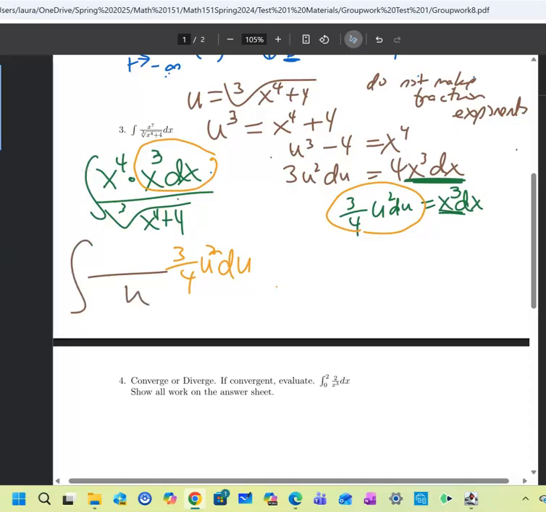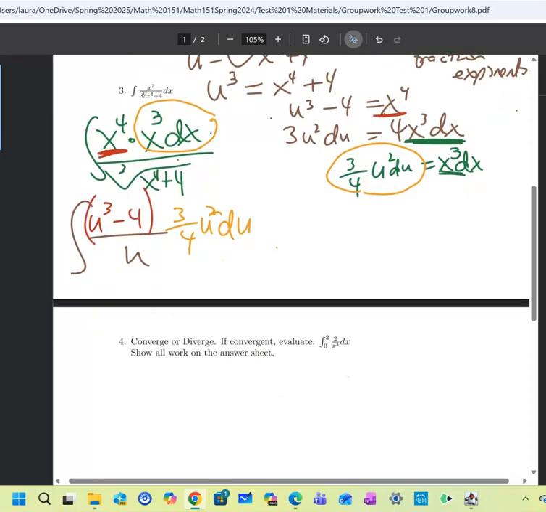All right, now what am I going to do with this x to the fourth? X to the fourth, do you see it? It's right there. U cubed minus 4. Put the parens in so you make sure you see them. All right, I'm going to take my time. I'm going to pull this number 3/4 outside. And I'm just going to take one more step just so I don't make a mistake. That's all over u, and that's times a u squared.